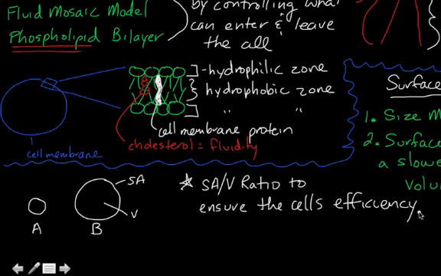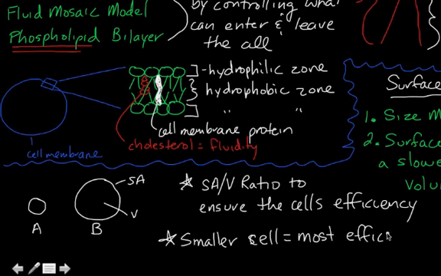So on your test, if you're given the option, if you're asked which one of these cells do you think is more efficient, you always want to pick the smaller cell. So the smaller cell is always going to be the most efficient. So I'm going to write smaller cell equals most efficient. It's the reason why you guys are made up of 75 trillion small cells instead of just one or two really large blobby cells. If you're made up of just one or two really large blobby cells, it would take too long for things to get into and out of the cells, and they would die.